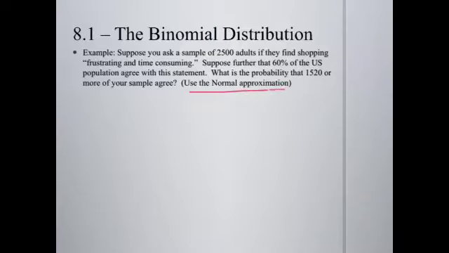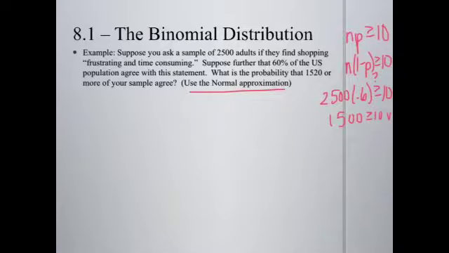Well, first, before we use the normal approximation, we have to check the conditions. Remember, the conditions was n times p has to be greater than or equal to 10, and n times 1 minus p has to be greater than or equal to 10. So let's test that. 2,500 times 0.6, is it greater than or equal to 10? Yes, it is. 1,500 is much larger than 10. And then 2,500 times 1 minus p, or 0.4, is that greater than or equal to 10? 1,000? Yes, it is. So we are good. We can use the normal approximation.